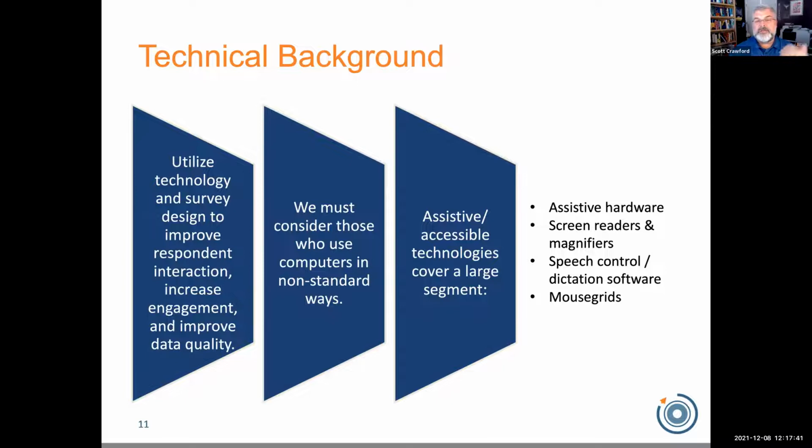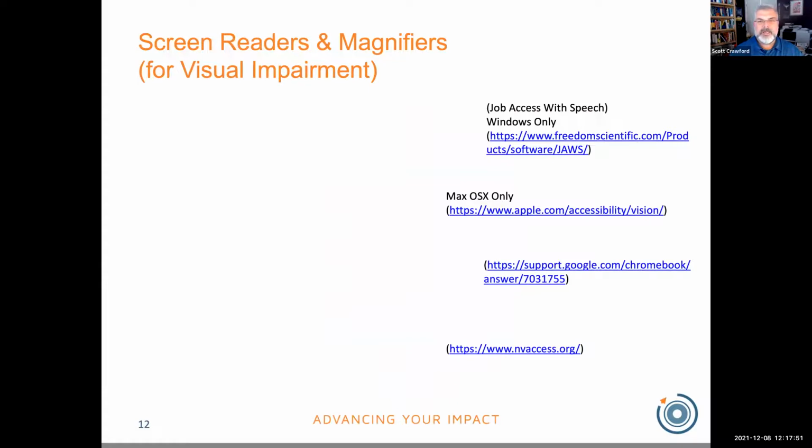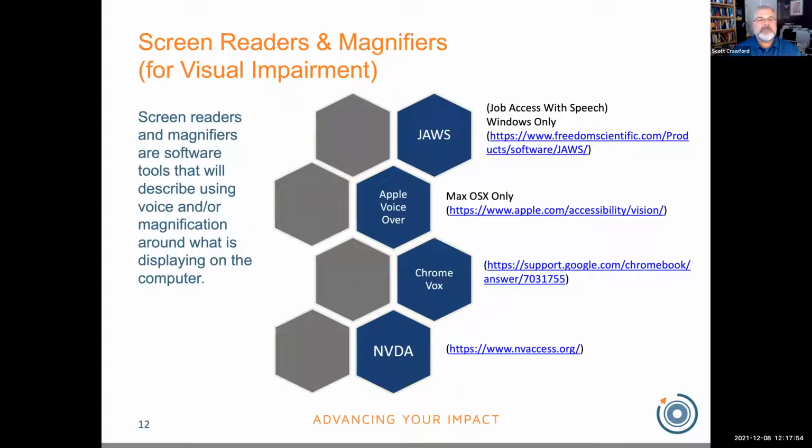There's assistive hardware: screen readers, speech control, dictation software, mouse grids. Just to give everybody a little background in case you're not familiar with those. Let me pull everything up. There we go. Screen readers, or sometimes you'll see magnifiers. Screen readers read the screen. Magnifiers will magnify an area of the screen so that it can be seen better. They're typically software tools that use a combination of things, voice, et cetera, to display what's on the computer.